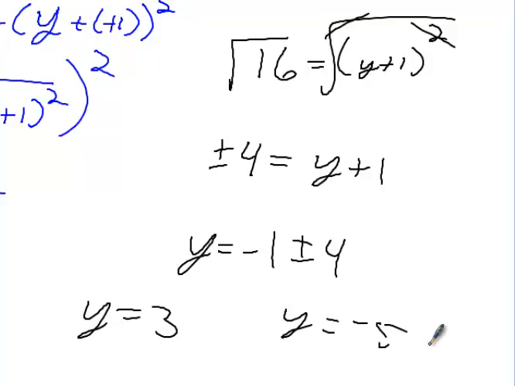And what's -1 take away 4? -5. Whenever you square root a number, you always get the plus or minus, because what's 4 squared? 16, right? What's -4 quantity squared? It's also 16. So when you square root, you get 2 answers because you have 2 possibilities. Okay? So those are your 2 answers. Y equals 3, Y equals -5.